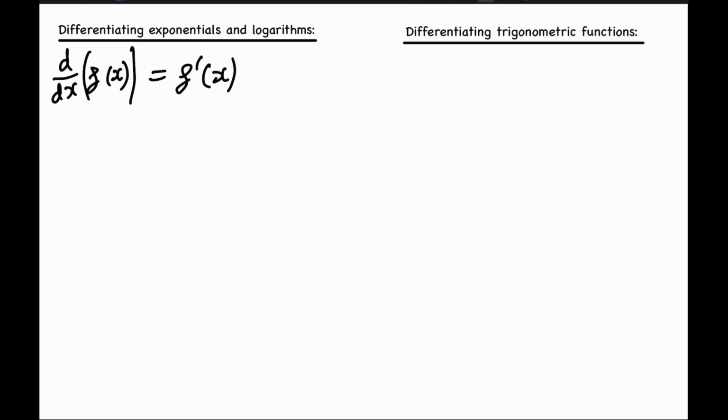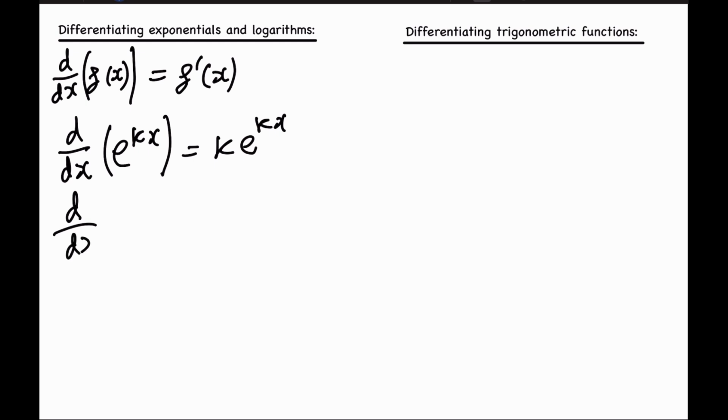And so now let's apply this to exponential and logarithm functions. If we differentiate d over dx of e to the kx, we would get k times e to the kx. If we differentiate d over dx of ln, the natural logarithm of x, we would get 1 over x.